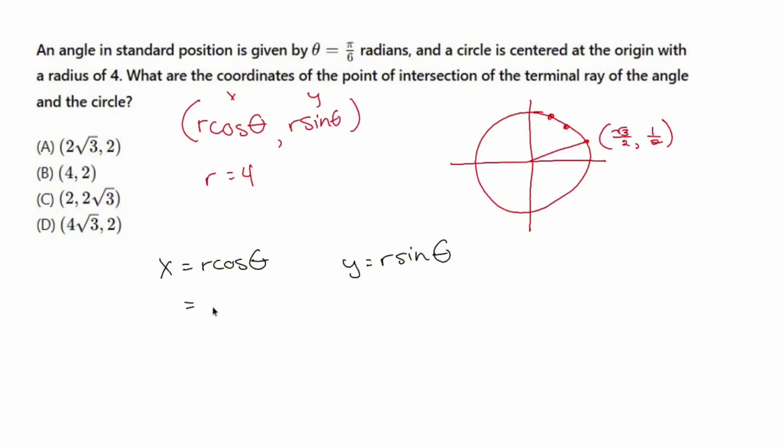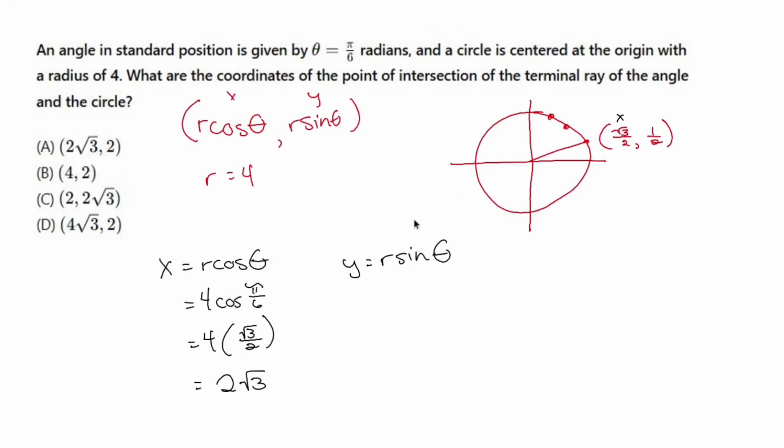X is equal to r, which is 4, times cosine of theta, which is pi over 6. The cosine of pi over 6 is going to be root 3 over 2 because it's the x value over here. So 4 times the square root of 3 over 2, which simplifies out to 4 over 2 is 2, so 2 root 3. So that's going to be my x value.